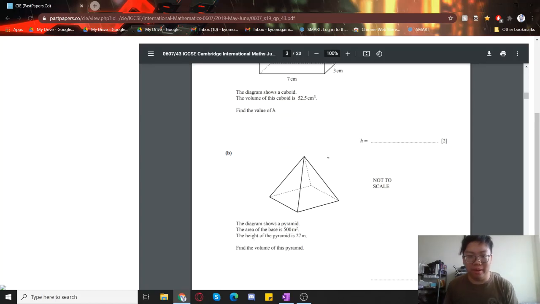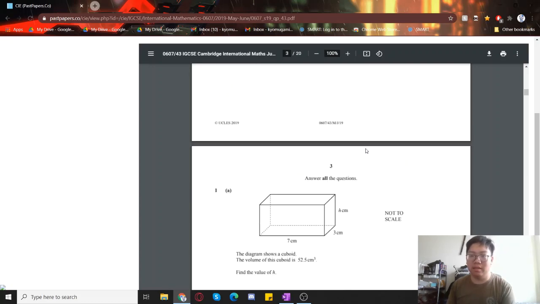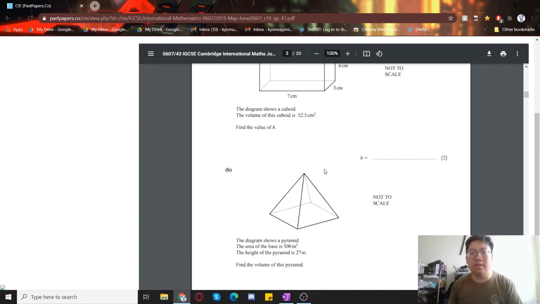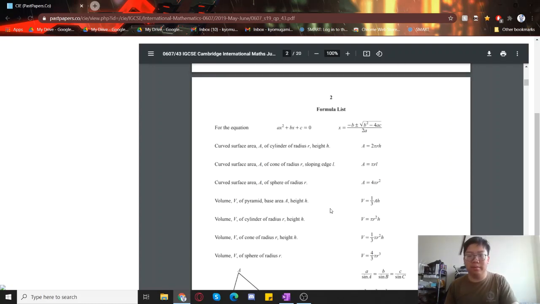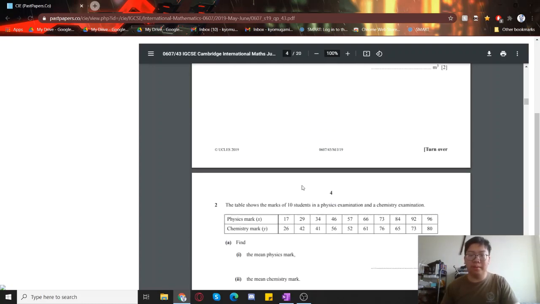Alright, so, a pyramid. The area of the base is 500 meters squared. Oh, by the way, the volume of a pyramid is given to you as an equation in the formula list. So if you ever don't know, you can just refer back to this. There's no limitation to how you use it. So it shows a pyramid, base is 500 meters squared. It's just applying the formula, so I won't go too deep into that. Base area is 500, height is 27, so you get 9 times 500, so that's 4,500. I won't go too deep into the ones with very basic answers.